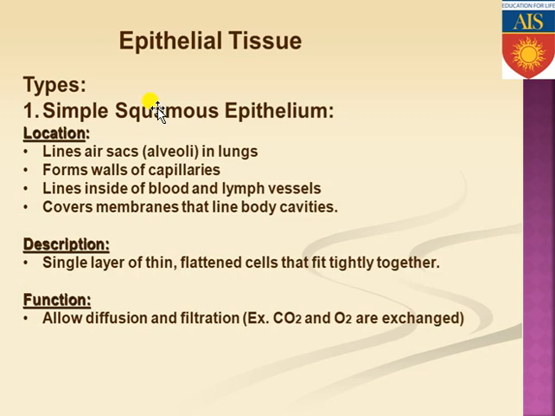Description: it is a single layer of thin, flattened cells that fit very tightly with each other. Function: it helps in the diffusion process as well as the filtration process, because carbon dioxide and oxygen, these respiratory gases, are exchanged through this specific surface, the simple squamous epithelial tissue. So these are the functions commonly done by this. Location, as I already mentioned: inner wall of the alveoli, inner layer of the capillaries, inside the blood vessels and lymph vessels, as well as covering the membranes that line our body cavity.